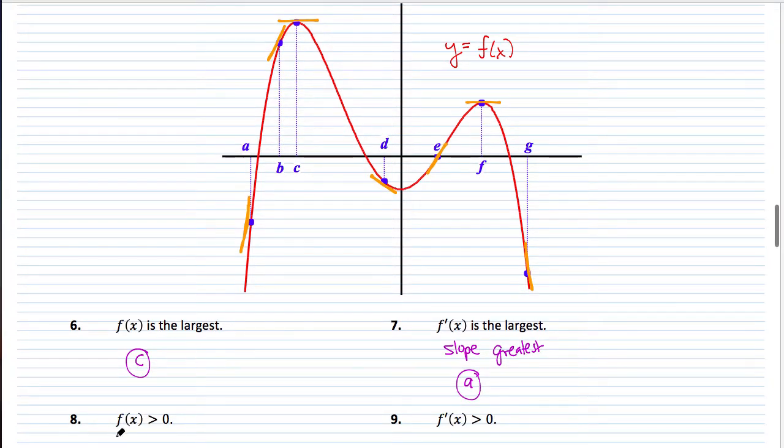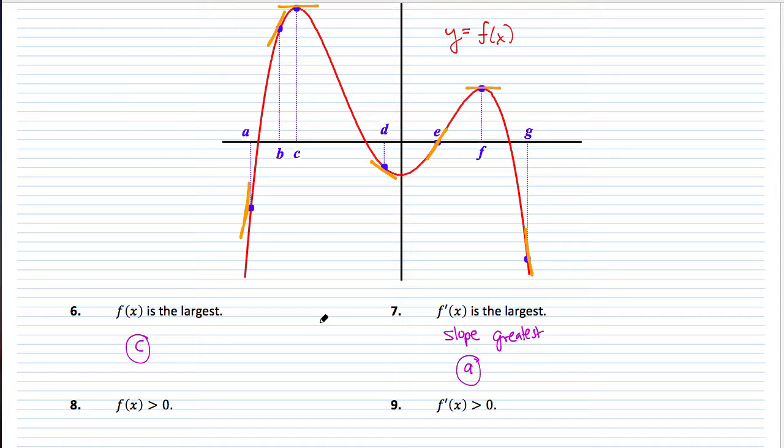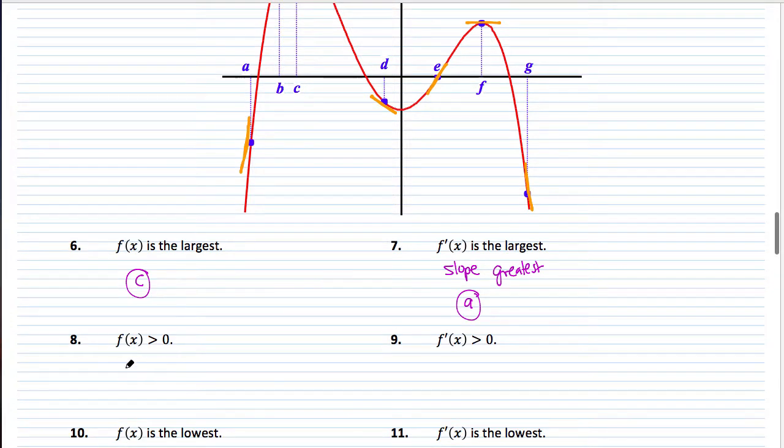Now 8 is asking for when are the values of the function greater than 0? When are they positive? So there are multiple locations where this value is positive. So B is positive, C is positive, and F is positive. E is, of course, not, because 0 is neither positive nor negative. So for 8, our answer should be B, C, and F.